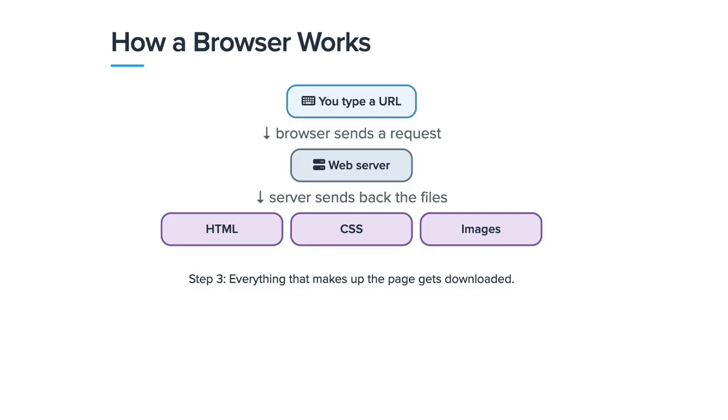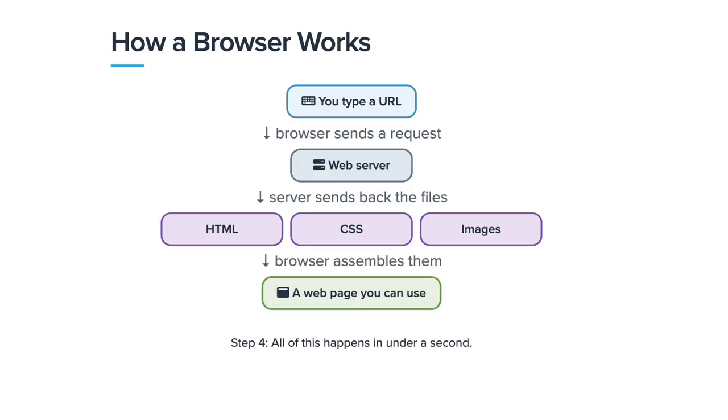Step 3. Everything that makes up the page gets downloaded. The server sends back the ingredients: HTML, which is the content and structure of the page, CSS, which is the styling that makes it look good, and images plus videos and anything else the page needs. Notice the page isn't built yet. Right now it's just a pile of files sitting on your computer. The browser takes all of those files and assembles them into a real page that you can scroll, click, and use. Step 4, all of this happens in under a second.